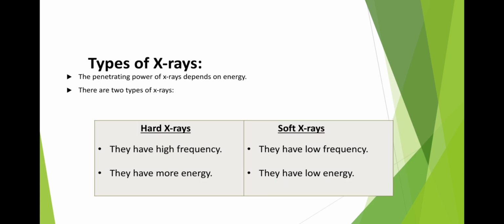Types of X-rays. The penetrating power of X-rays depends upon energy. There are two types of X-rays, hard X-rays and soft X-rays. Hard X-rays have high frequency and more energy, while soft X-rays have low frequency and low energy.